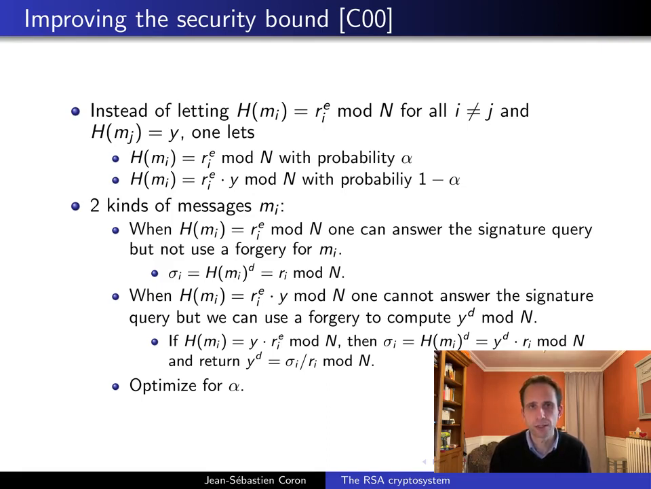If alpha is too high, very close to 1, then in that case we can answer all the signature queries with good probability. But when we receive a forgery, most of the time it is going to be useless because we already know the signature.